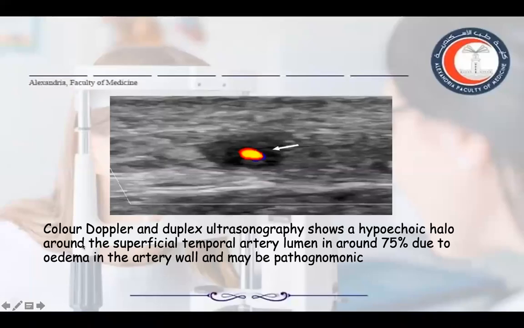Here is a color Doppler duplex ultrasound of the femoral artery showing the characteristic hypoechoic halo. As you see here, this is a hypoechoic halo around the femoral artery, denoting edema in the wall of the artery, denoting inflammation, vasculitis.